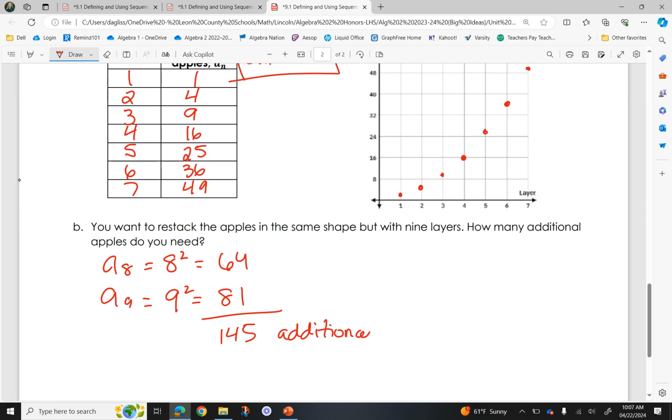I have a bonus question for you. Hold on. So adding 2 more layers, you need 145 apples to do it. Bonus question. How many apples in total do you need to make the entire pyramid with 9 layers? How many apples total would you need to create this square pyramid with 9 layers?